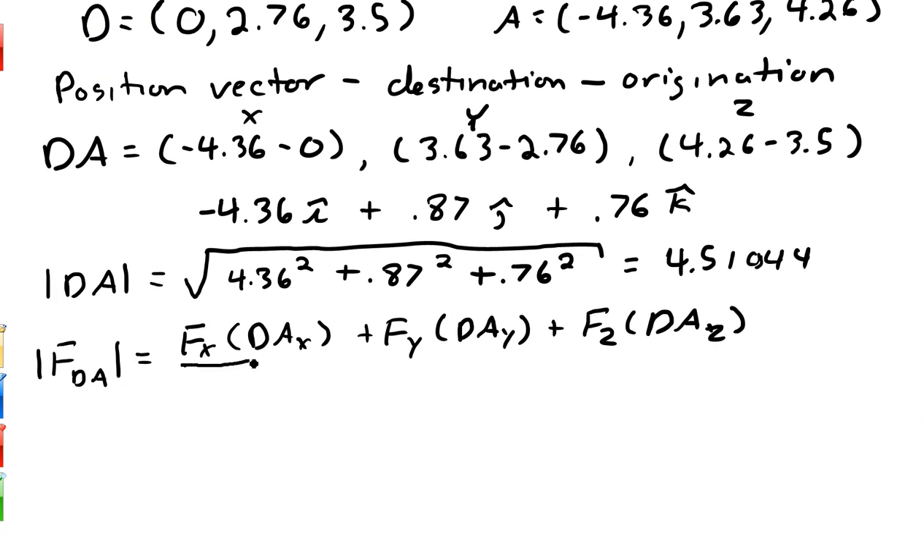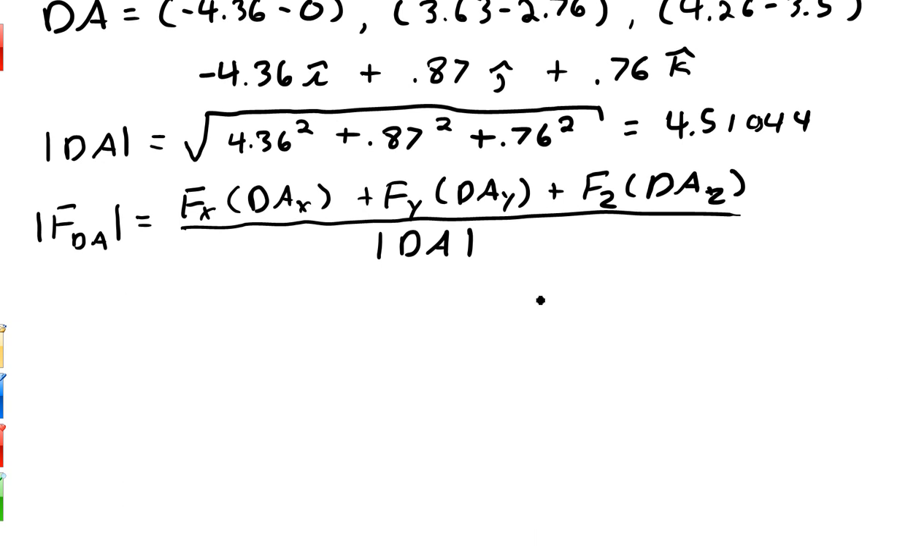So let's make a nice little line, and we can move on to the denominator, which is simply the magnitude of dA. Now that we know all of these, we know all the components of our force in the x, y, and z. We know all the components of dA in the x, the y, and the z. We just found that out right here from our position vector. And we just found the magnitude of dA by doing square root sum of squares. We can go ahead and figure out what this is going to be.